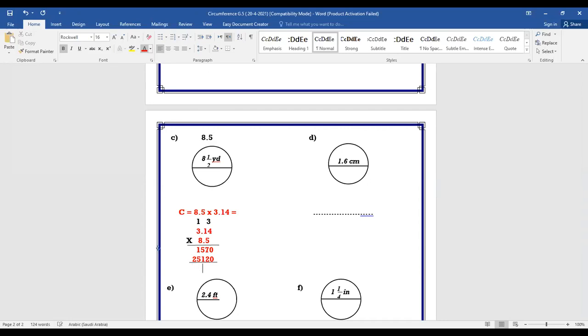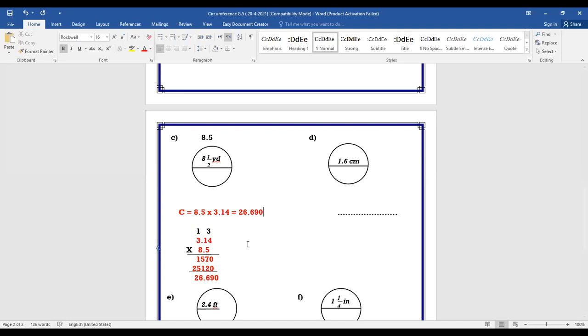Zero plus 0 is 0. 7 plus 2 is 9. 5 plus 1 is 6. 1 plus 5 is 6. And we write the same. Then put the decimal point. The decimal point goes after 2 digits in the first number and 1 digit in the second number. It will be 26.690. The result will be 26.690 yards.